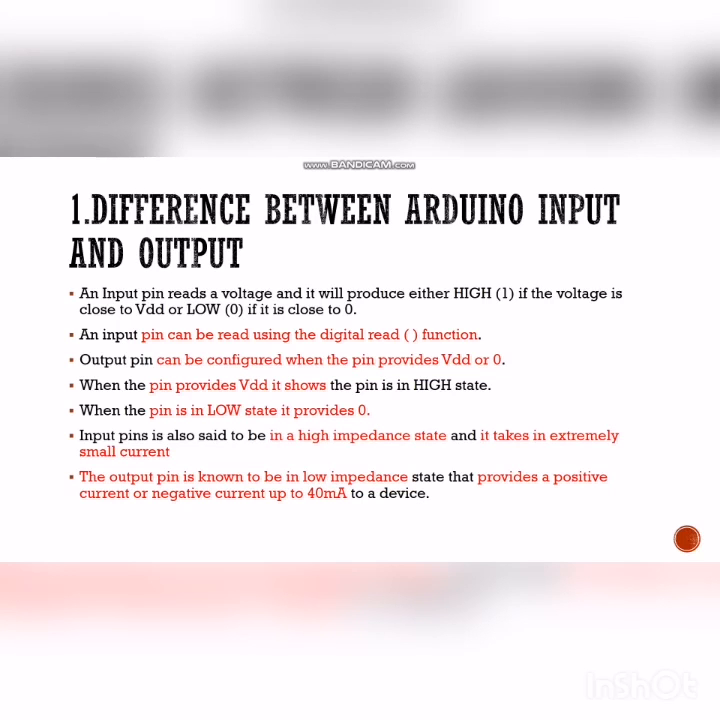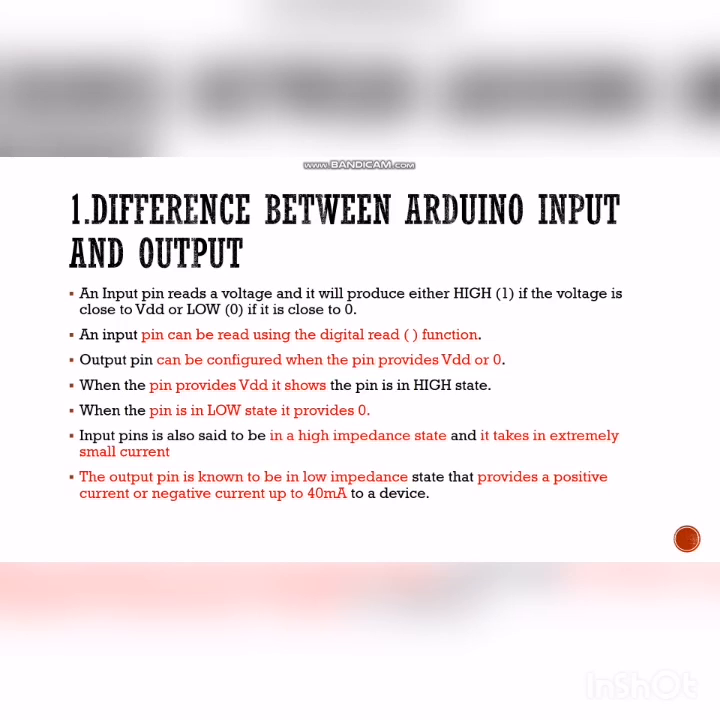So the first question that we already done is the difference between Arduino input and output. An Arduino input pin reads a voltage and it will produce high, 1, if the voltage is close to VDD, or low, 0, if it is close to 0. An input pin can be read using the digitalRead() function.